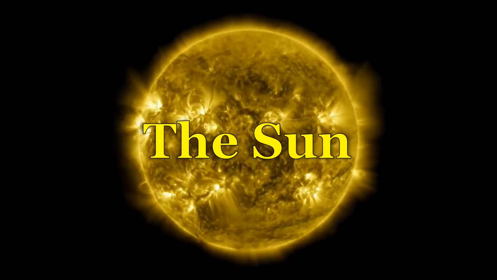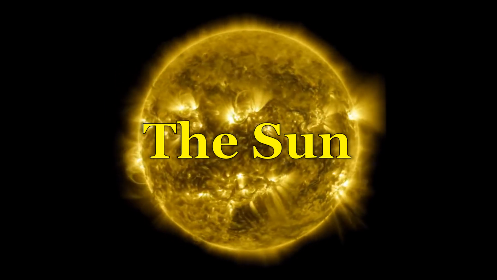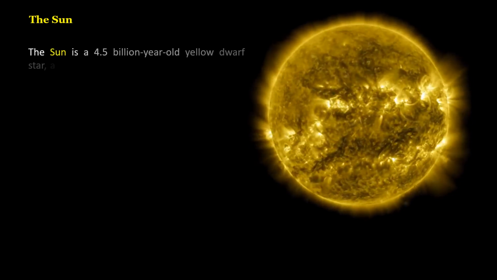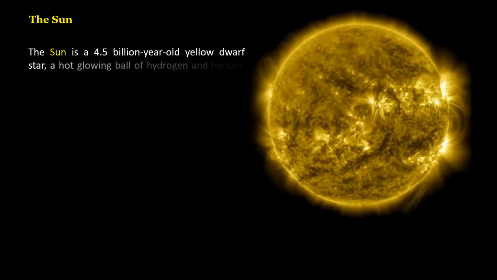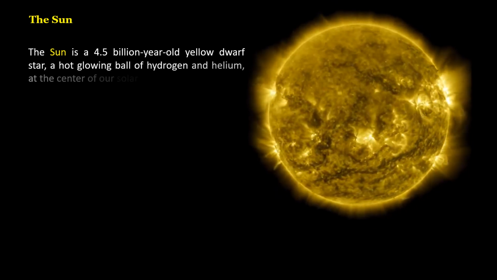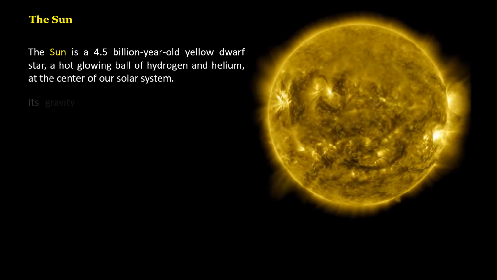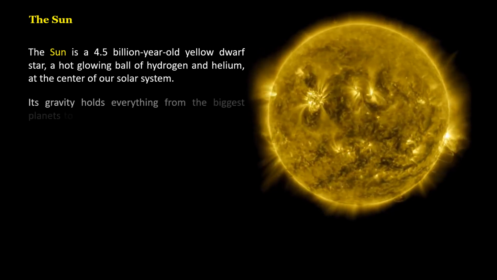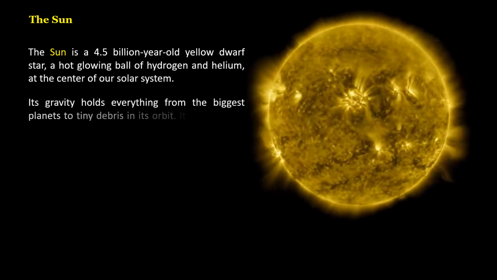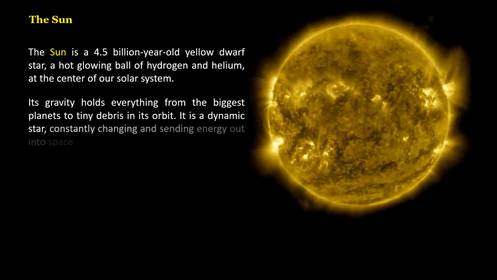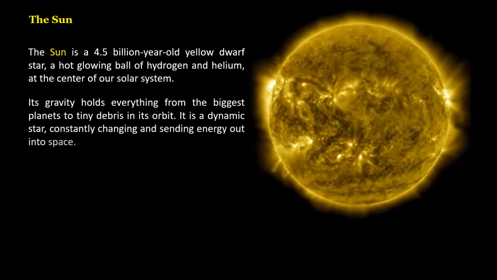The Sun. The Sun is a 4.5 billion-year-old yellow dwarf star, a hot glowing ball of hydrogen and helium, at the center of our solar system. Its gravity holds everything from the biggest planets to tiny debris in its orbit.